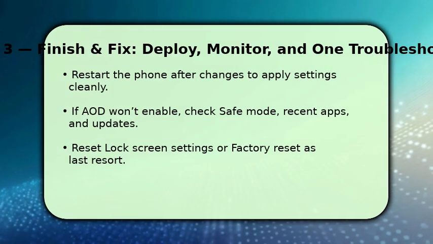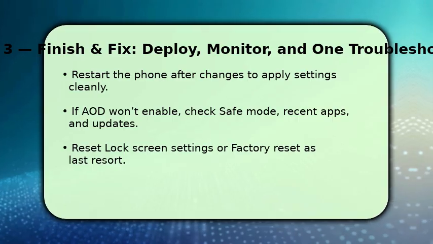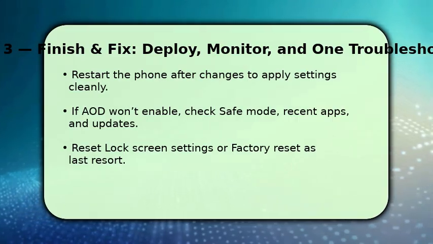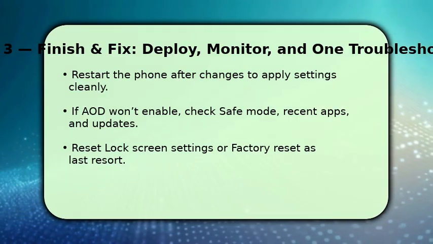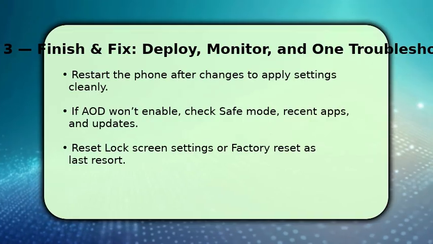Restart the phone so settings fully take effect. If Always on Display still misbehaves, boot into safe mode to rule out third-party apps, then check for system updates. Make sure permissions and display drivers aren't restricted by security apps.